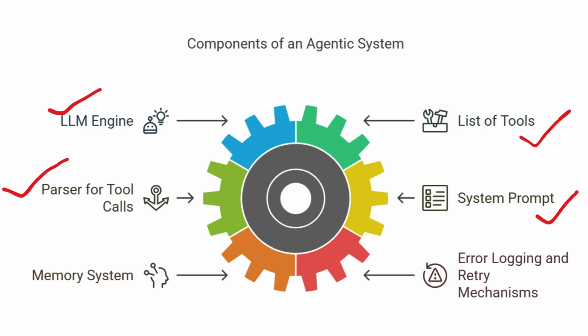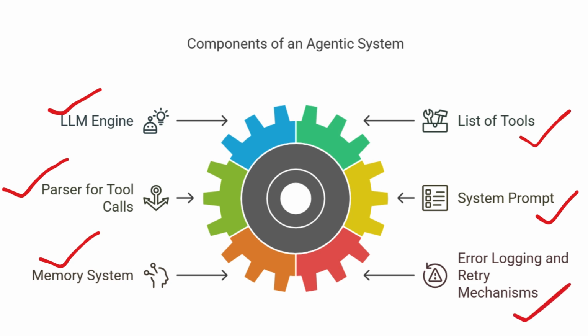A system prompt. This is a predefined set of instructions that guides the AI on how it should behave. It ensures that the AI stays aligned with the intended task and interacts correctly with tools. A memory system. Some agentic applications need to remember past interactions to maintain context. This could be a short-term memory for a single session or a long-term memory for ongoing user interactions.